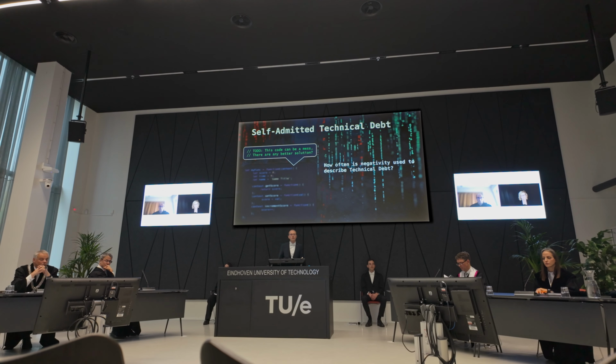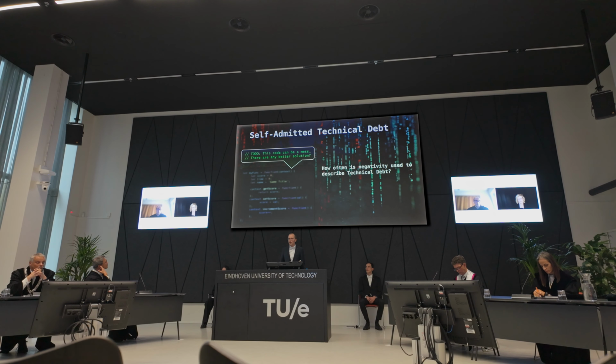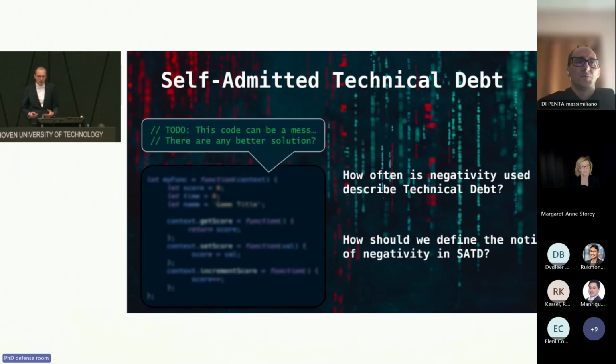We asked ourselves the question, well, how often do developers actually use negativity to describe this technical debt? To answer this question, and this is where the first contribution of my thesis comes in, we first had to understand what it means to actually express negativity in self-admitted technical debt. Technical debt is in and of itself already quite a negative concept for developers, because it has to do with suboptimal implementations.